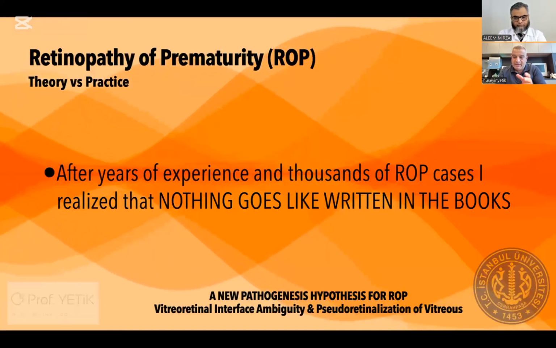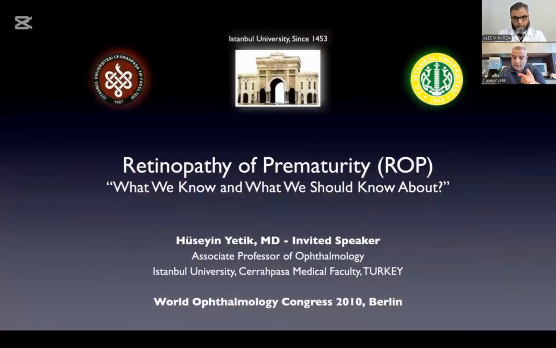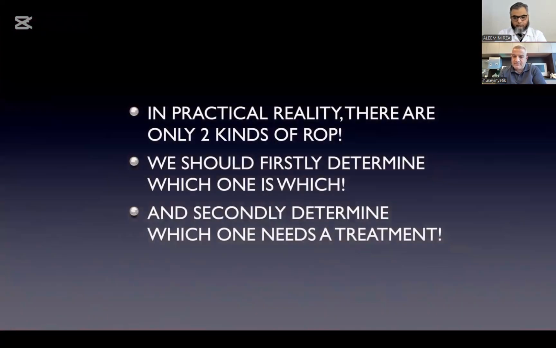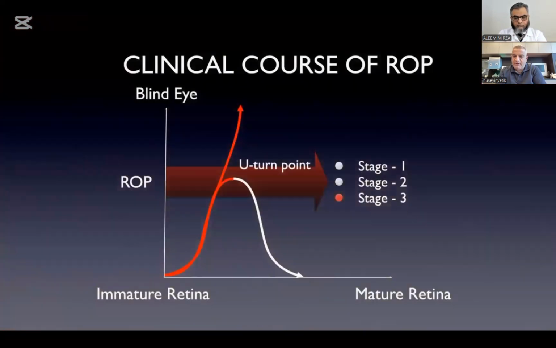But as I explained in the beginning, and also as an invited speaker at the World Ophthalmology Congress, in practice I realized that in ROP, in fact, there are 2 stages, increasing and decreasing, and like a mirror, both sides of the bell curve are very similar, but we should decide if it is increasing or decreasing.